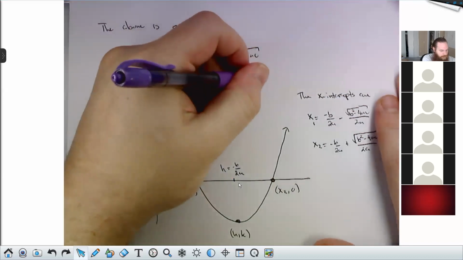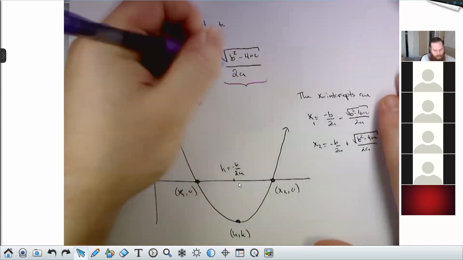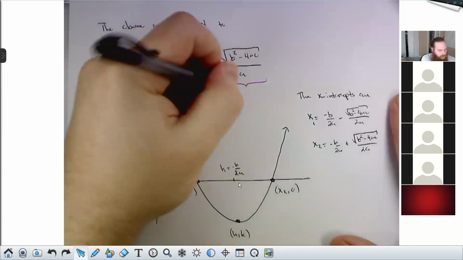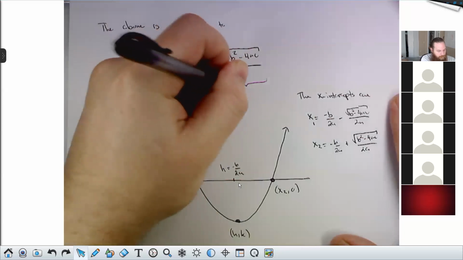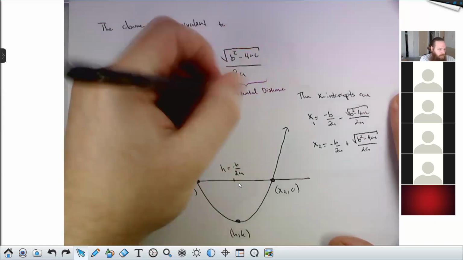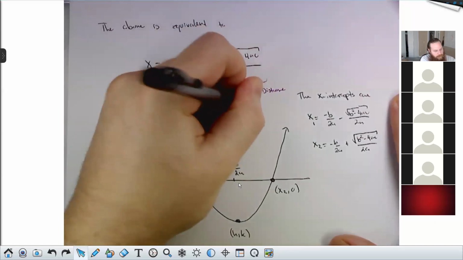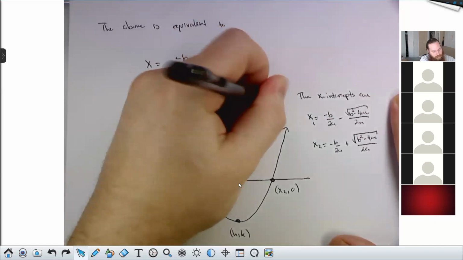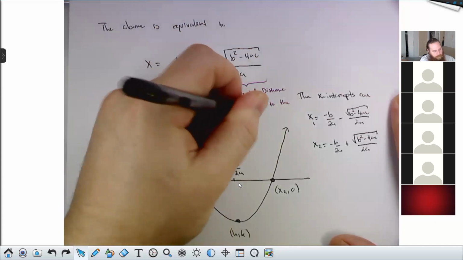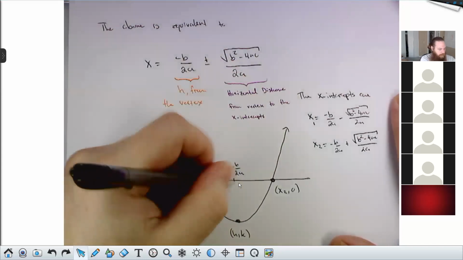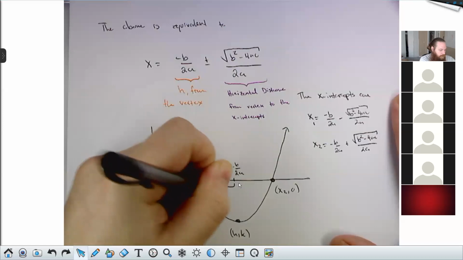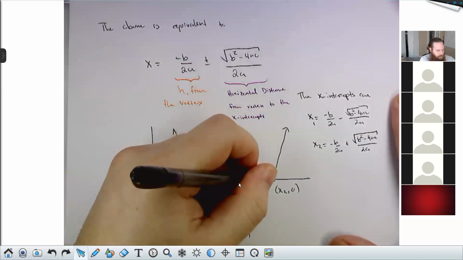So this piece right here, this thing right here, is the horizontal distance from the vertex to the x-intercepts. Right, it's this distance. This distance.